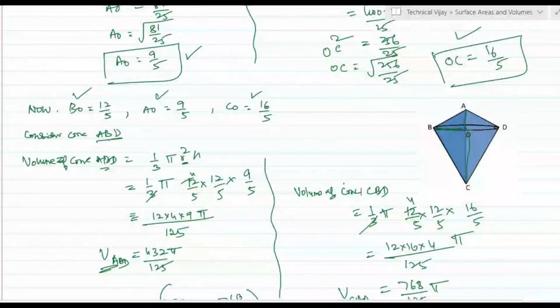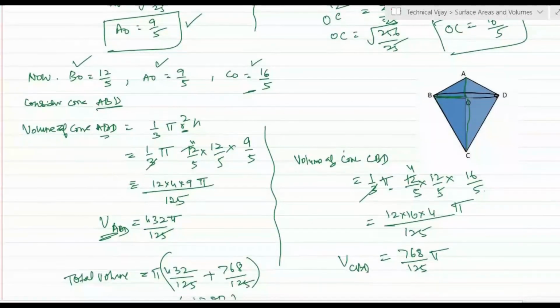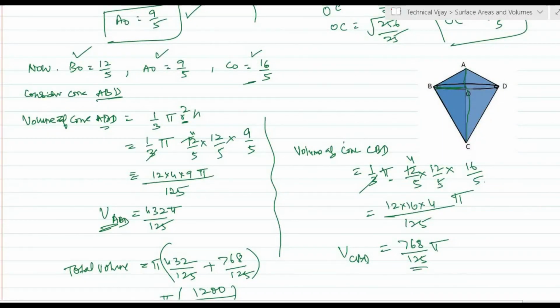So here this is CBD. So this is equal to 1 by 3 into pi. Here R means radius, this BO only. So BO, R square means 12 by 5 into 12 by 5, into 16 by 5 is the H, that is O to C. So 3 ones are 3, 3 fours are 12, 12 into 16 is 192, 192 divided by 125. That is equal to 768 by 125 pi. So this is the volume of this cone, the CBD cone.